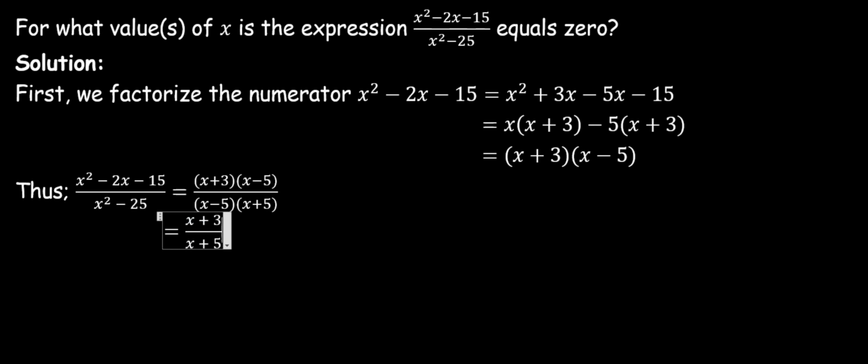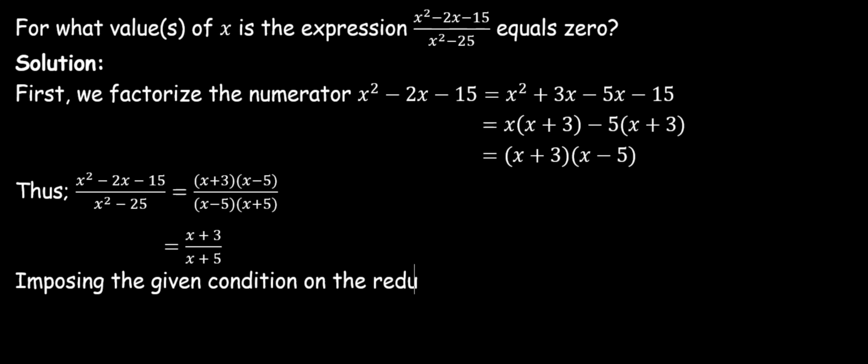Next, we can now proceed to impose the given condition on the reduced form of our expression. So we'll now say x plus 3 is equal to 0. For this expression to be equal to 0, the numerator must be equal to 0. Our result will be x equals minus 3.